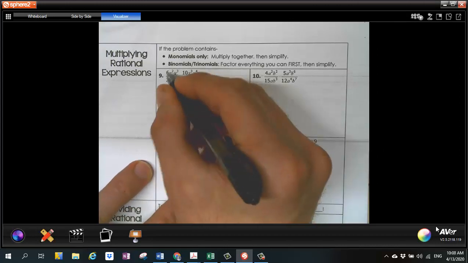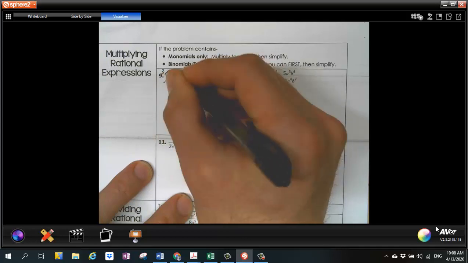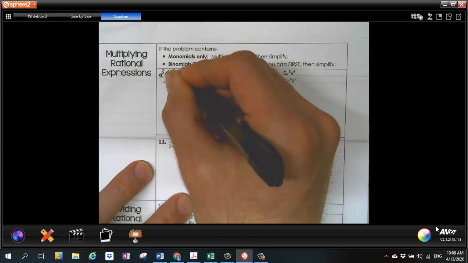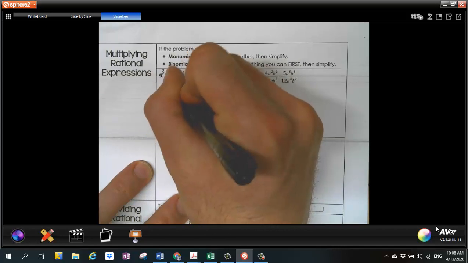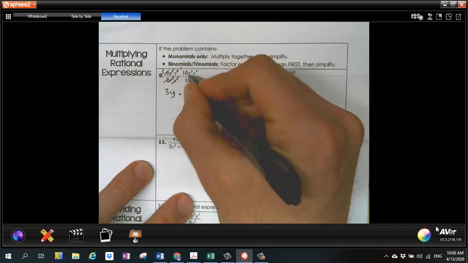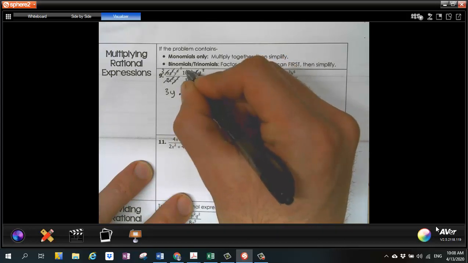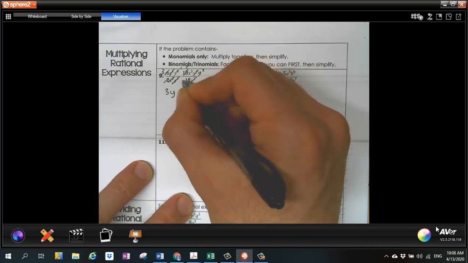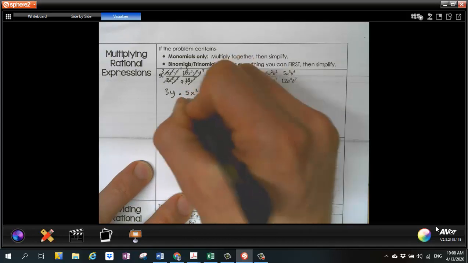So if I factor first, 2 would go into 6 3 times. These x squareds would cancel. Two of these y's cancel, leaving 1 left. So now that becomes 3y to the first. And then on this side, I'm going to simplify this part. Two of these y's cancel with 2 of these, leaving y squared left. And 2 goes into 10 5 times and into 18 9 times. So I end up with 5x to the third y squared all over 9.